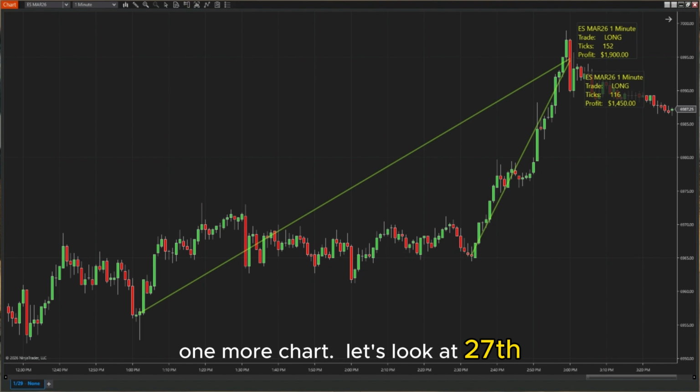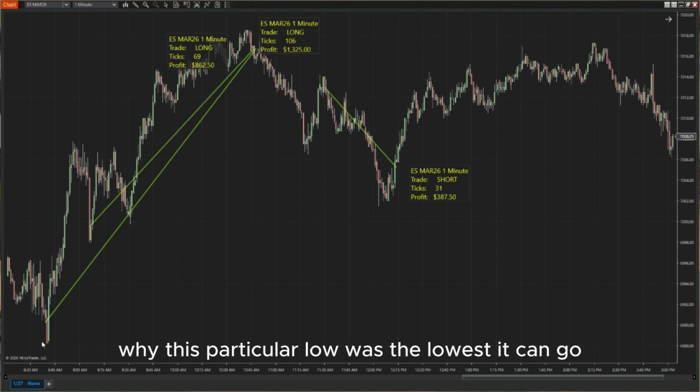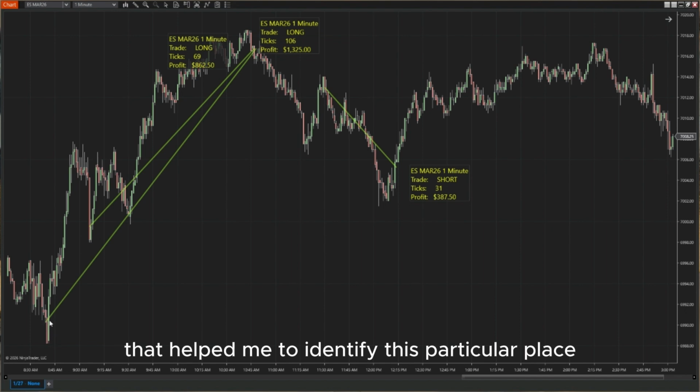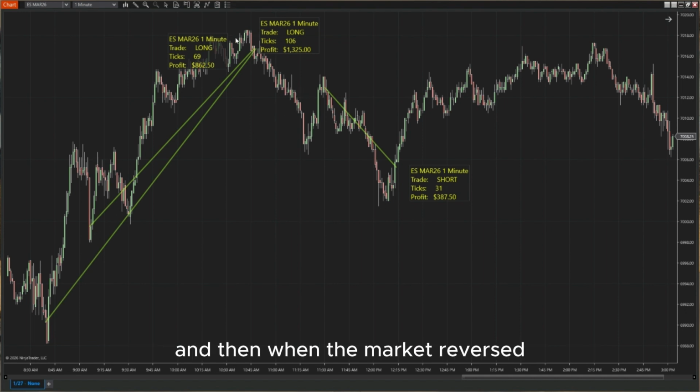One more chart. Let's look at the 27th. We had a very good momentum in the morning, and then the market went sideways. But when the market opened, the market went low here. Why was this particular low the lowest it could go with high probability? I will show you the reason, what I saw in the liquidity, in the level 2, in the order flow. That helped me identify this particular place where I took the long. Again, the same thing where I took the second long, and then when the market reversed, why I took the short here. I'm going to walk you through everything based on order flow with 2 simple rules to follow.